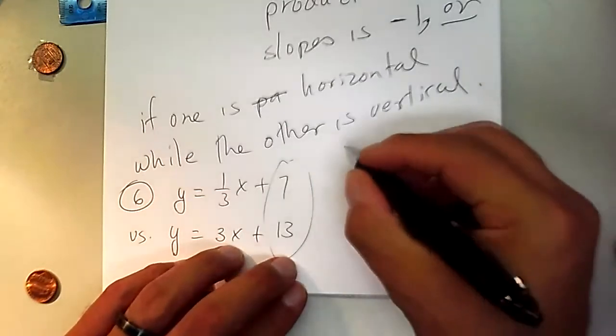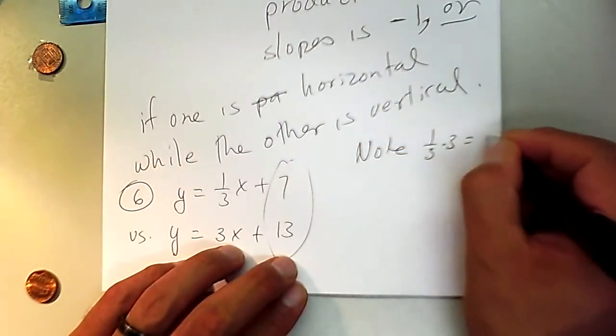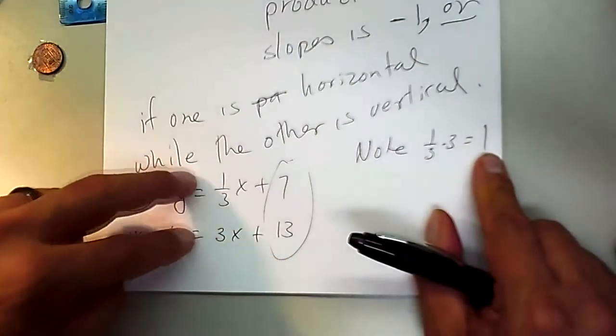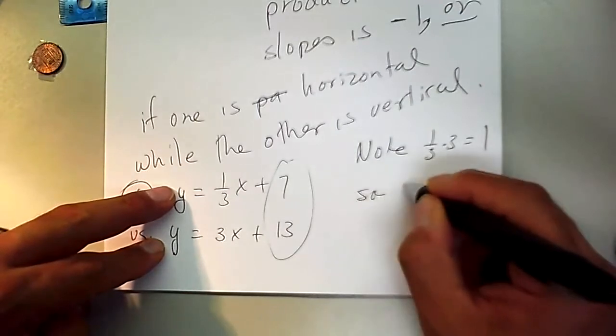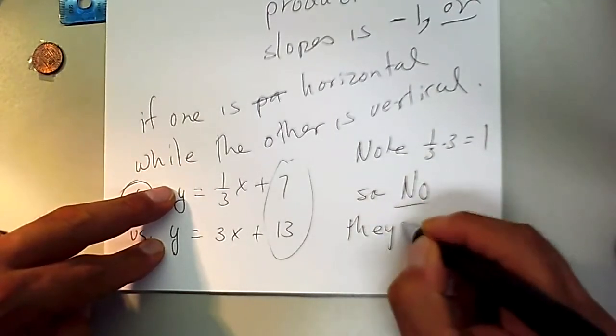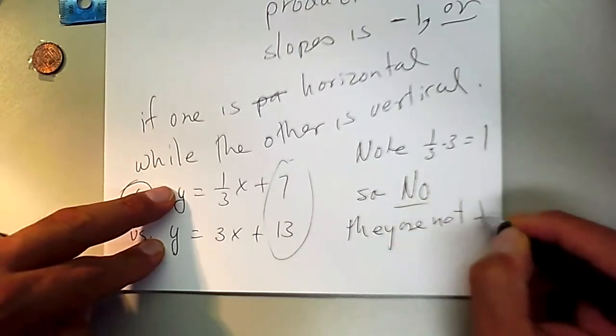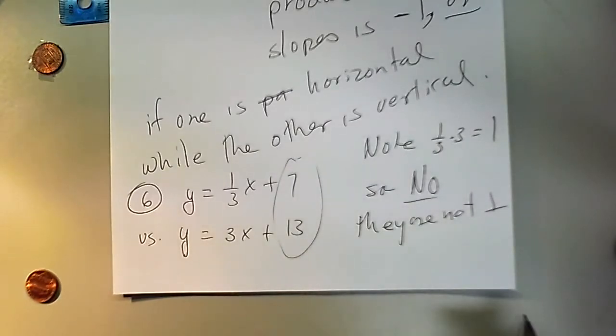Okay, so note 1/3 times 3 equals 1. So the answer is no, they are not perpendicular, because that's not -1. So remember, that's the symbol for perpendicular, a T upside down.